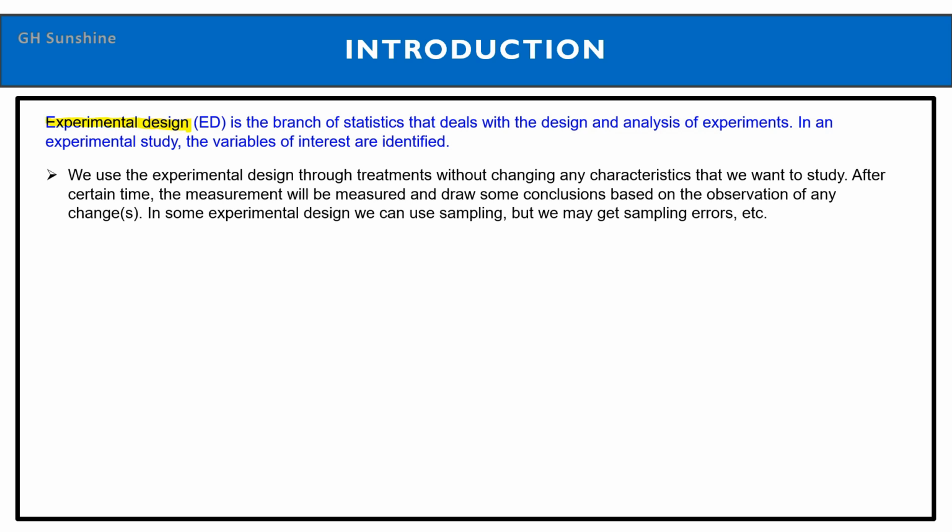Experimental design, denoted by ED, is the branch of statistics that deals with the design and analysis of experiments. In an experimental study, the variables of interest are identified. So we use the experimental design through treatments without changing any characteristics that we want to study. After a certain time, the measurement will be measured and we draw some conclusions based on the observation of any change.